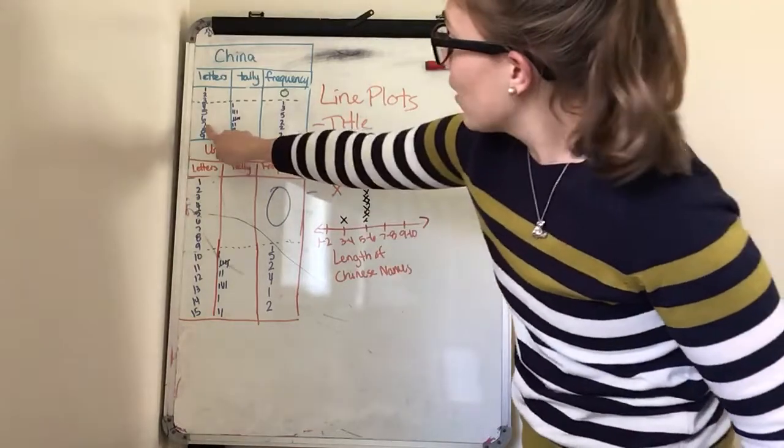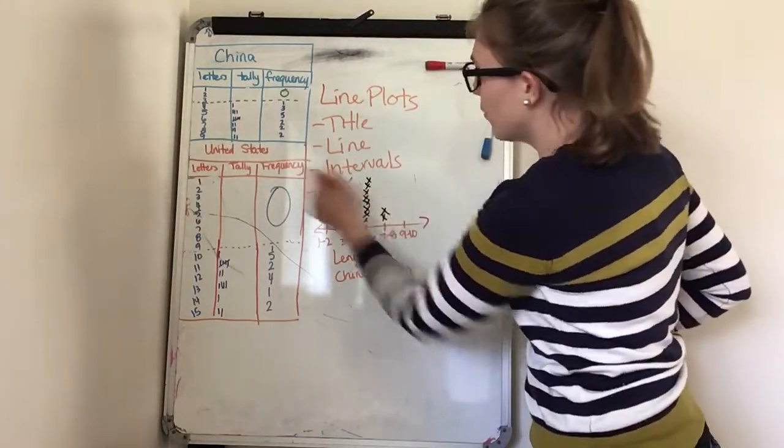Next, I have my 7s and 8s. For my 7s, I have 2. For 8, I have 2.